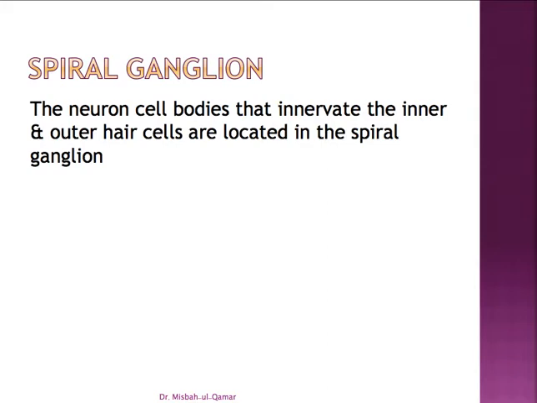Well, your spiral ganglion gives off the nerve fibers which will carry the signals from your ear all the way to your CNS.